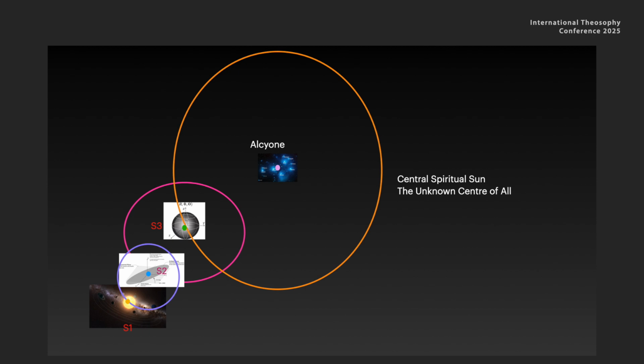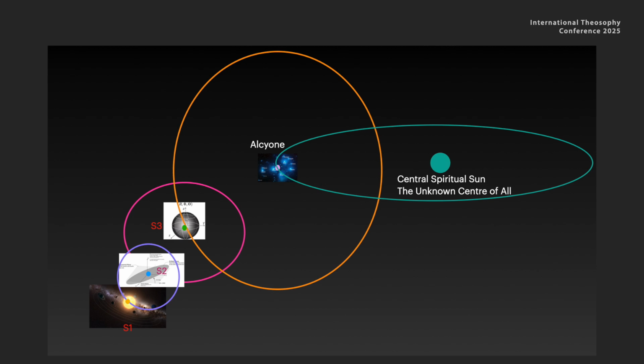So further, we see that Alcyone itself is moving around the unknown center of all, which we call the central spiritual sun. However, the important thing to note is that with regard to our solar system, Alcyone will be equivalent to our spiritual sun.